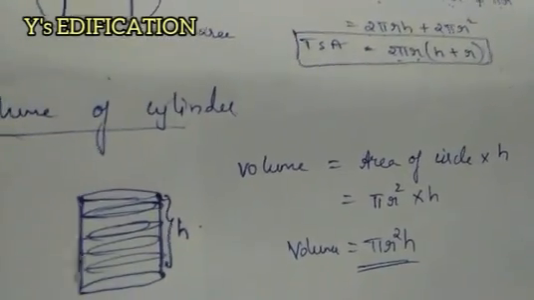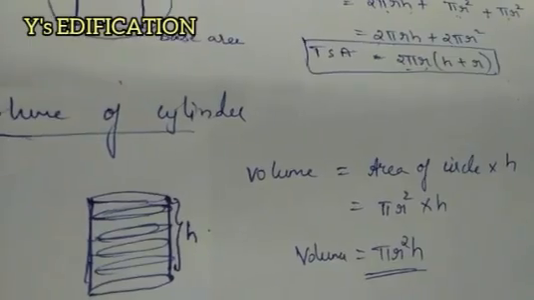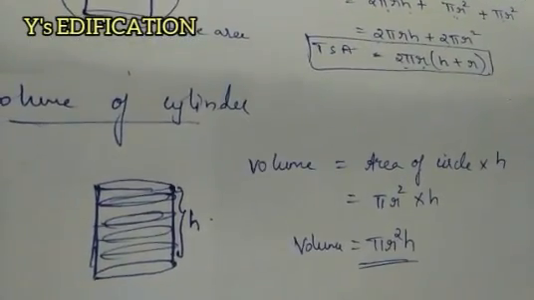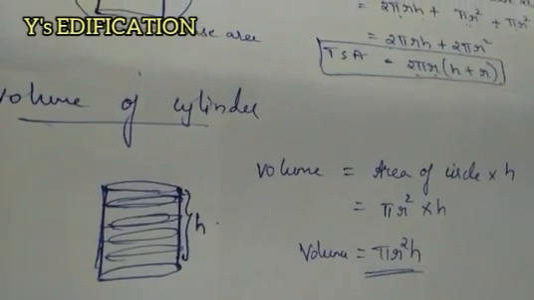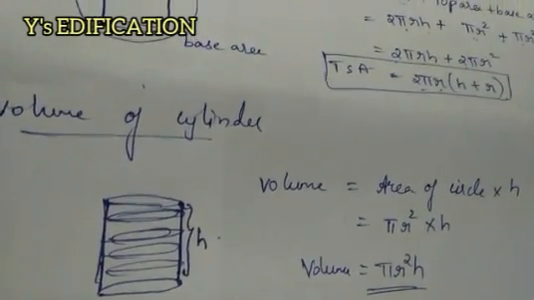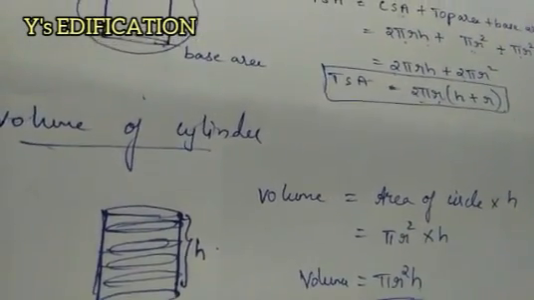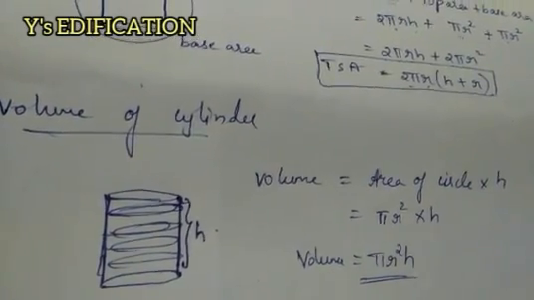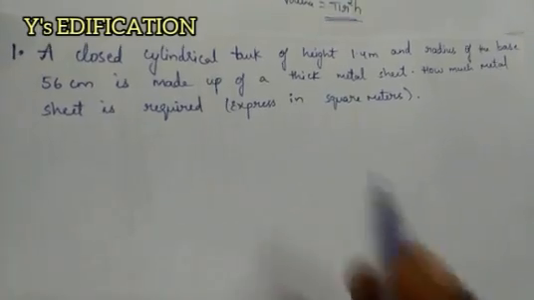And these three formulas are very important to solve the problems regarding right circular cylinder. Okay. And now we will see a few more problems, how the problems are applied. We will see a few more problems on this topic. Okay, let us see the first problem.